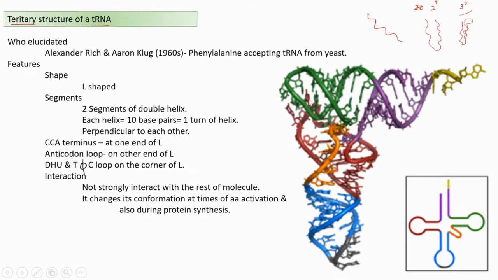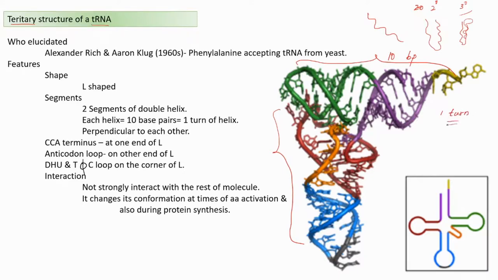There are two segments, two double helices. This is one helix, and this is another helix. And in each helix, how many base pairs are present? Ten base pairs are present in each helix, and one segment is one turn.